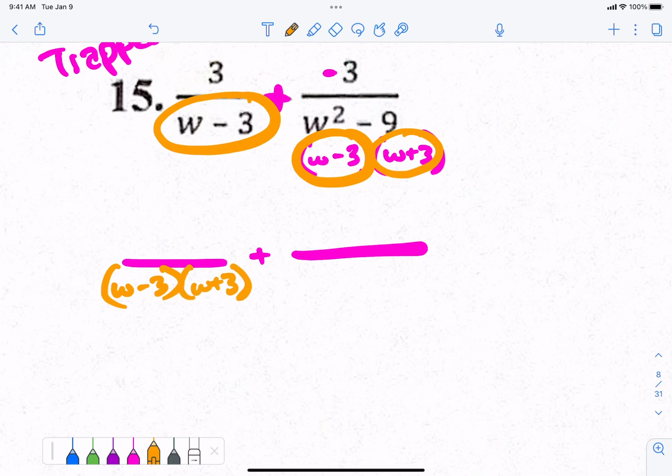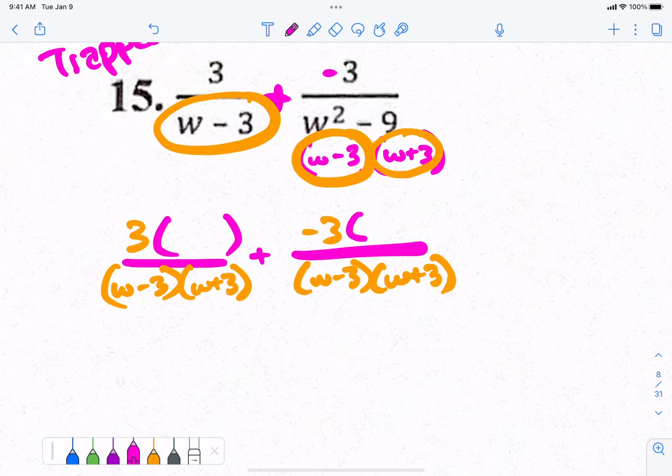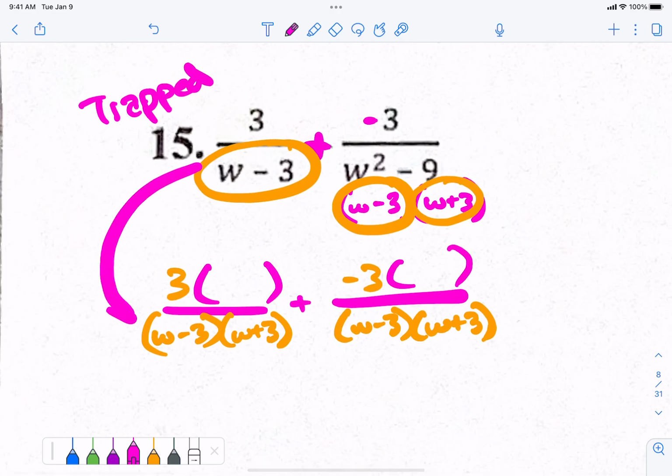So if that's my least common multiple, does this guy fit into there? Does this guy fit into there? Yeah, so I did it right. Okay, all right, so w minus 3, w plus 3. I'm just going to rewrite him over here, okay? All right, my numerators are 3 and negative 3. And I'm going to write what he needs. Okay? All right, w minus 3 is what he has now. What does he need? He needs a w plus 3, okay?